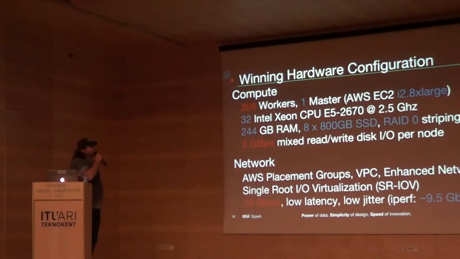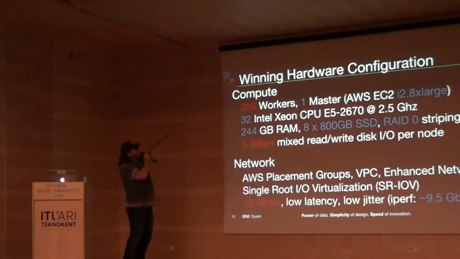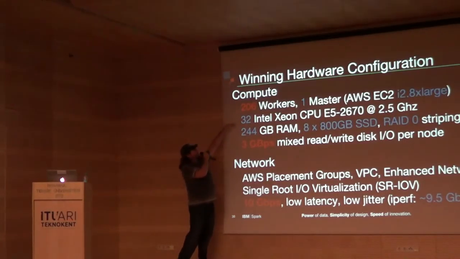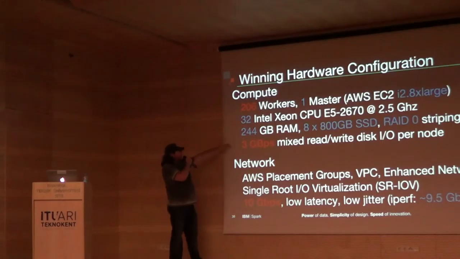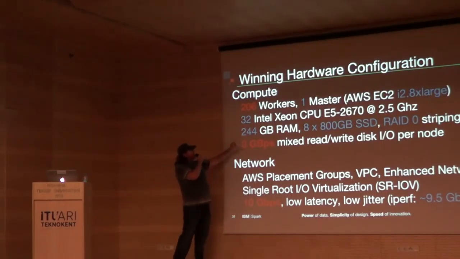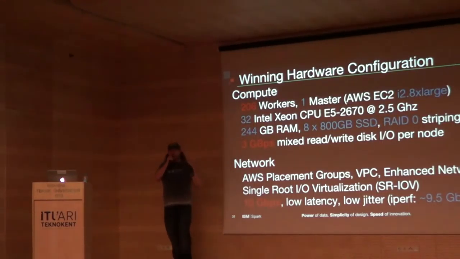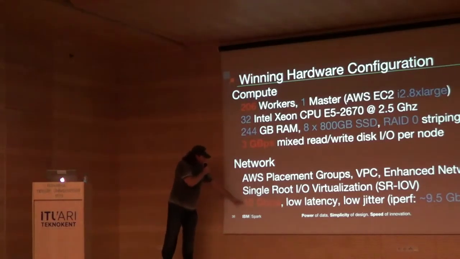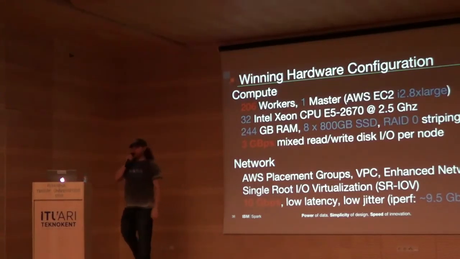Here's some more details about the hardware. 206 workers. They were the Amazon i2-8XLs. These are the specs on that particular instance type: 32 cores, 244 gig, 8 SSDs, RAID 0 striped, right? They're trying to achieve 3 gigabytes per second for the disk I/O. That's the maximum that the controller can handle. And then 10 gigabit for the network.